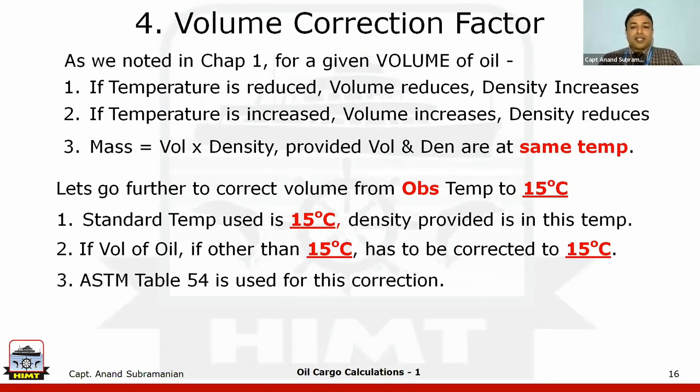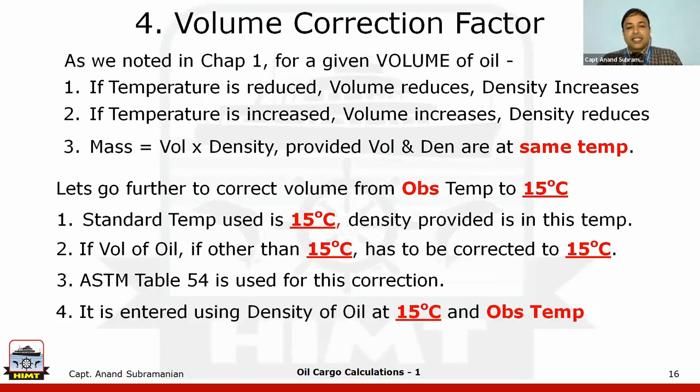Clear? For this correction, what we use is a book called ASTM Table 54. ASTM stands for American Society for Testing and Materials. It started about 160 years back, and they have been calibrating tables for various calculations. We have ASTM tables for gas, lube oils, paints, and all these things. They also supply the calibration tables for oil calculation. There are a lot of tables, and specifically what we use for this correction is Table 54. We will be referring to those tables in the examples coming up next.